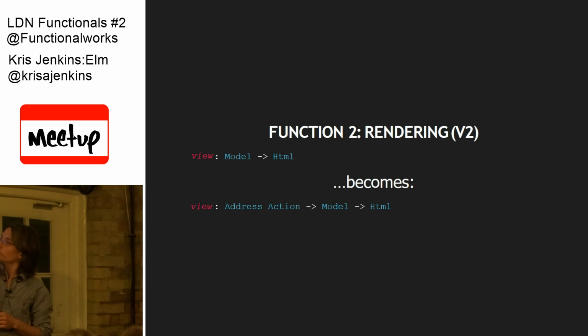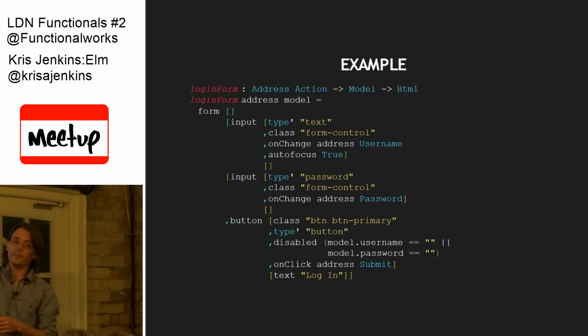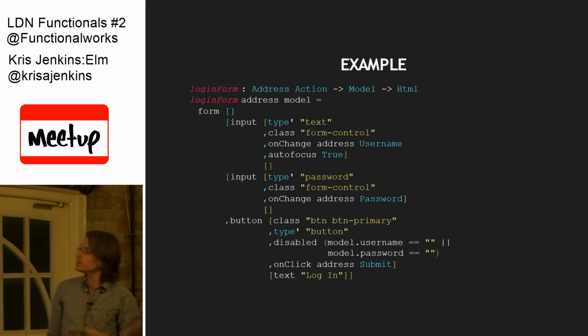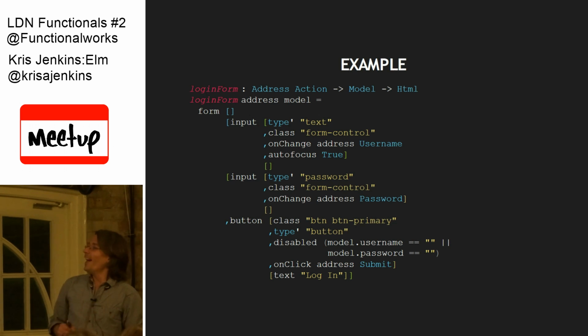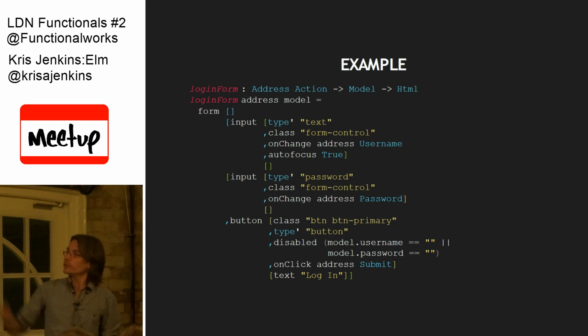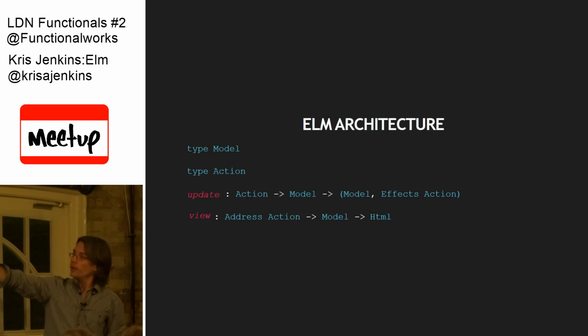On change sends to this address a username action with the value of that event. I don't think it's too... Everyone happy with that? Anybody unhappy but unwilling to put their hand up? Ooh, it's a tricky one to answer. That, in a nutshell, is Elm's architecture. You've got type of model, type of action, an update function, and a rendering function. And you are largely done. Pretty much every Elm app looks like that.